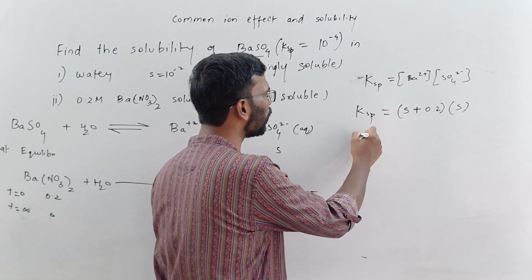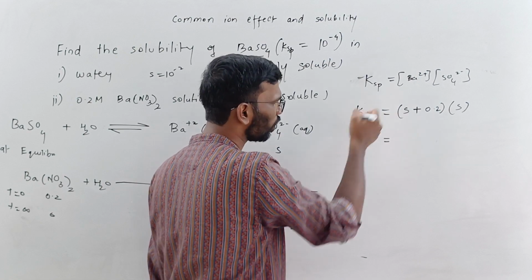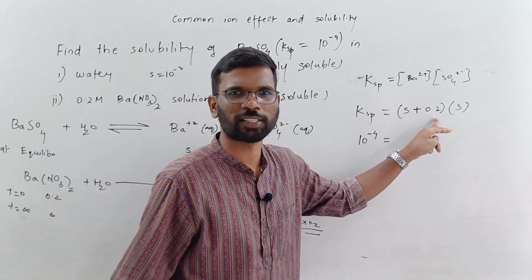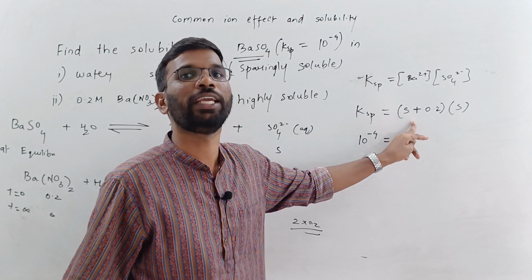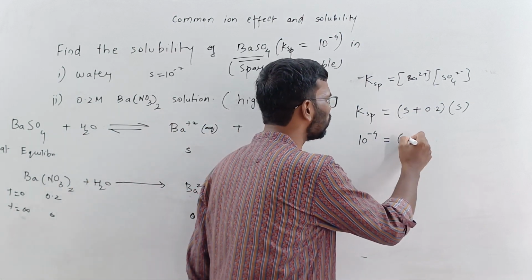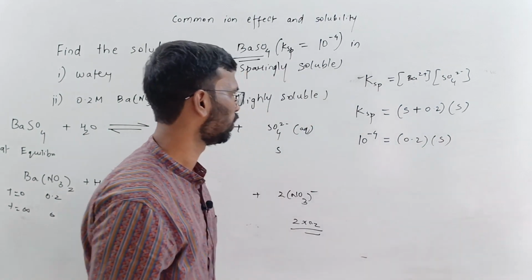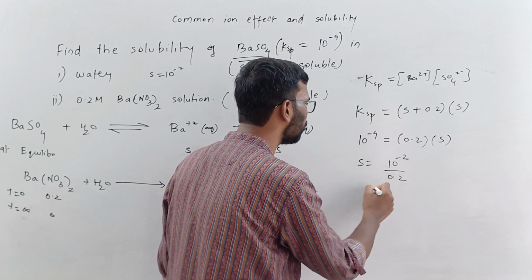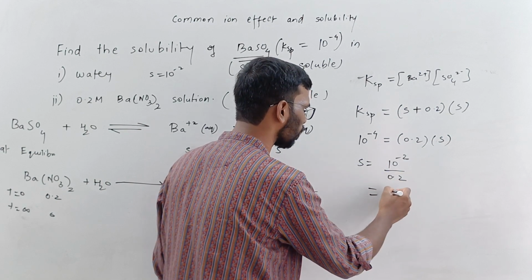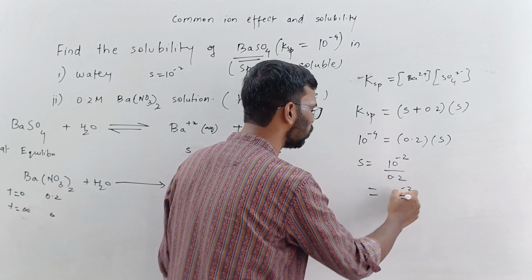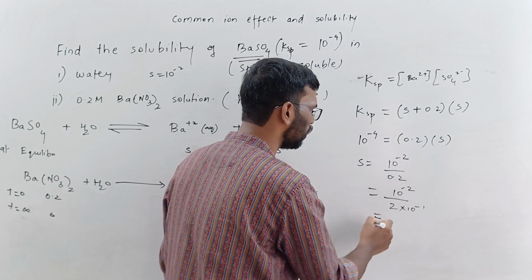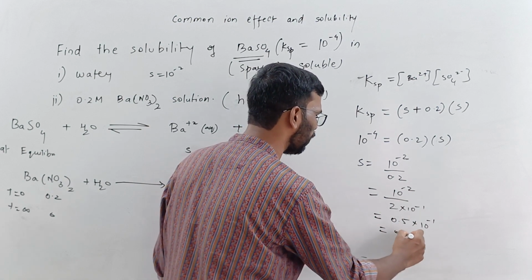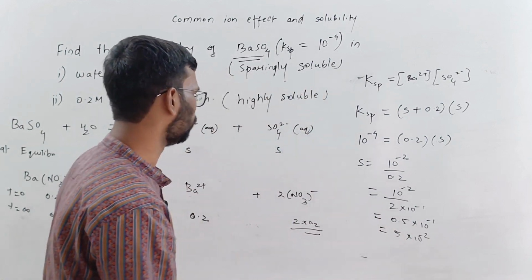So here KSP was given to be 10 raised to minus 4. And what is S? See, this is 0.2 and this is S. If you compare this S in front of this 0.2, this is very less, negligible. So I can ignore this. So I will write this to be 0.2 and this I am writing to be S. So S will be equal to 10 raised to minus 4 upon 0.2, which is 10 raised to minus 4 upon 2 into 10 raised to minus 1.